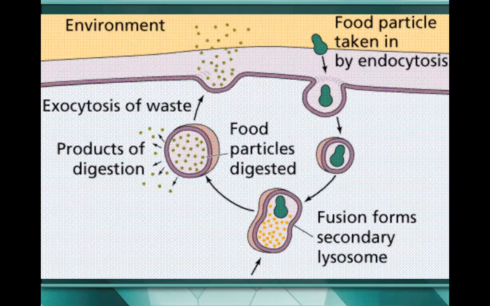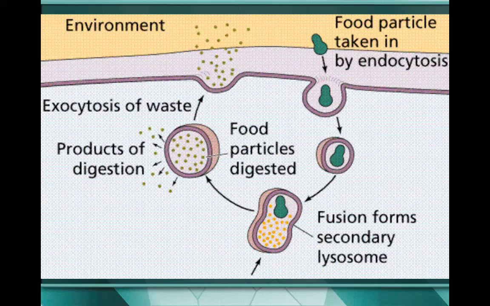It releases the products of digestion, so the food particles that it wants to keep get released into the cell, and the ones it doesn't need get pushed back out, and this little vesicle rejoins with the plasma membrane, pushing the waste out into the environment around the cell.